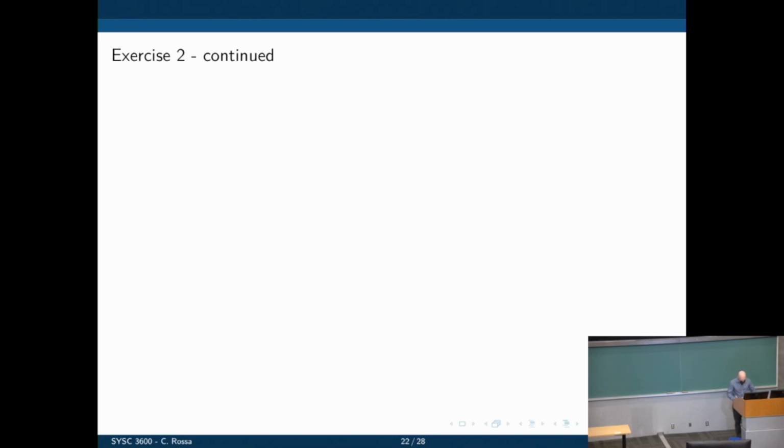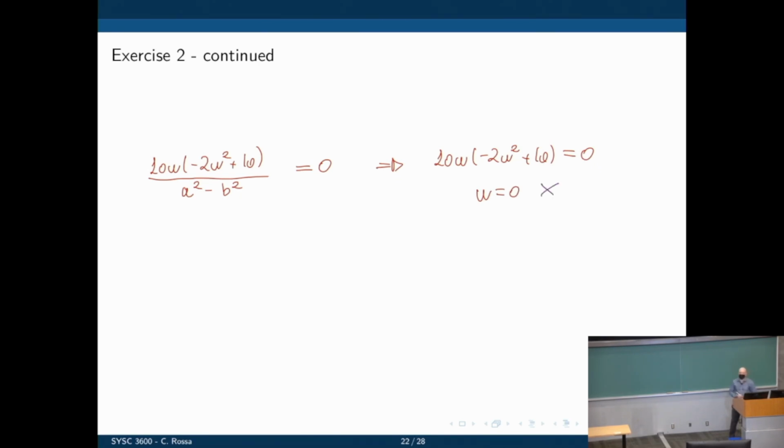We now have to set 10 omega minus 2 omega squared plus 10, divided by a squared minus b squared, to 0. And now you understand why I kept a and b there, because you don't even have to calculate them, because when you multiply a squared minus b squared by 0, that's 0. So all you have to solve for is 10 omega minus 2 omega squared plus 10 equals 0. What are the solutions to this equation? Omega equals 0 satisfies that equation, but this is not a valid frequency. You can't have a frequency of 0 radians per second. That's not a frequency.